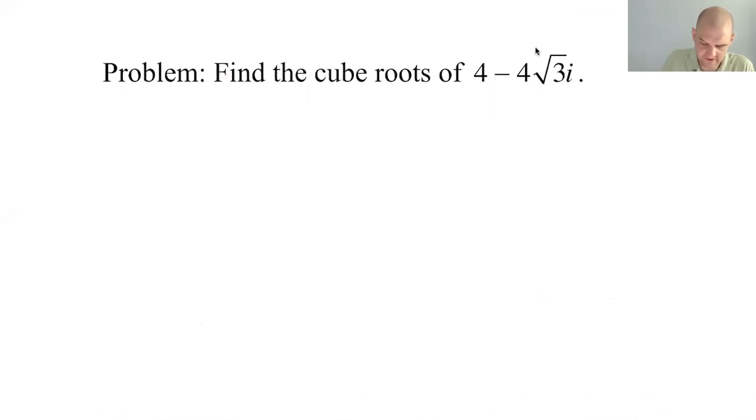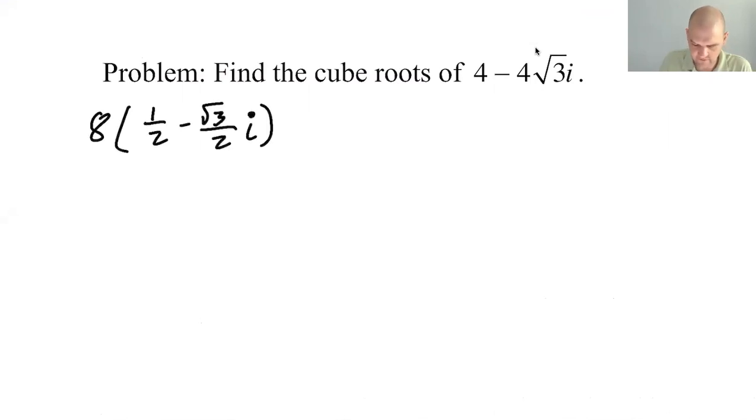First, we need to know what r is, and what theta is. I look at 4 minus 4 root 3i, and I think that's like a unit circle point in disguise. It would just be 8 times 1/2 minus root 3 over 2i. So z is 8 cis, and what goes with 1/2, negative radical 3 over 2? I'm going to use negative pi over 3. You could also use 5 pi over 3. It doesn't make a difference.